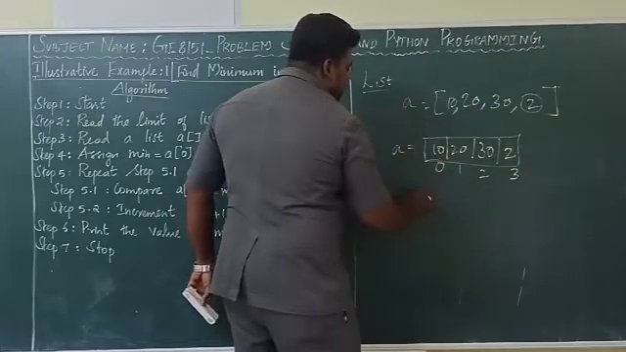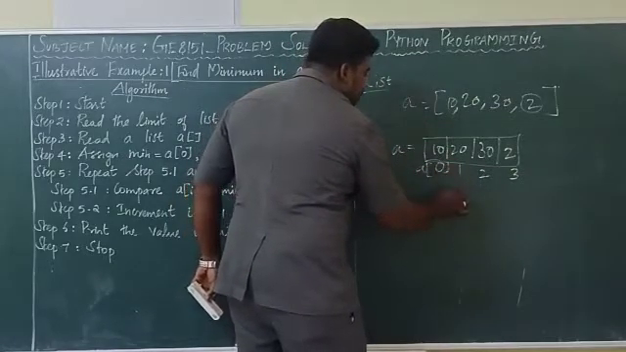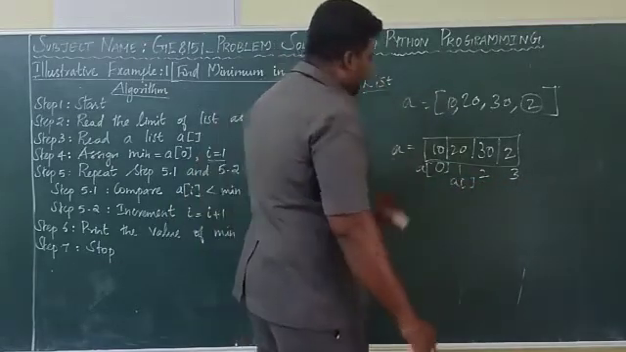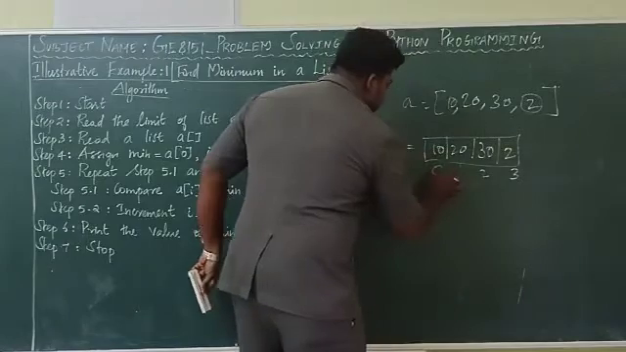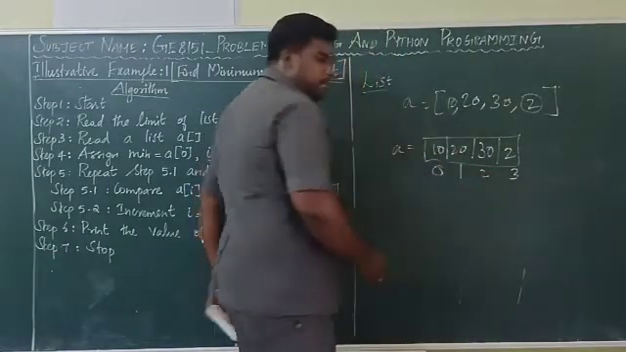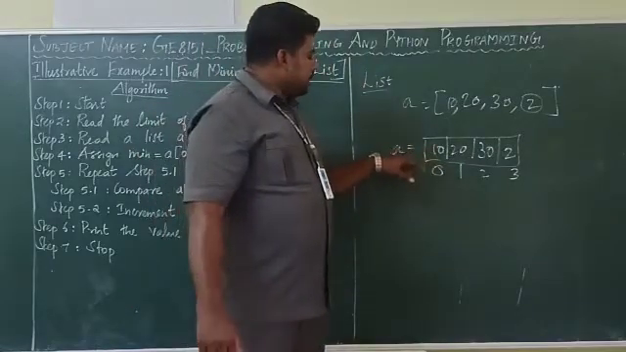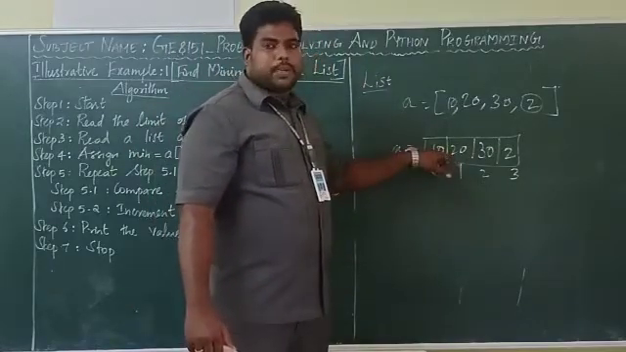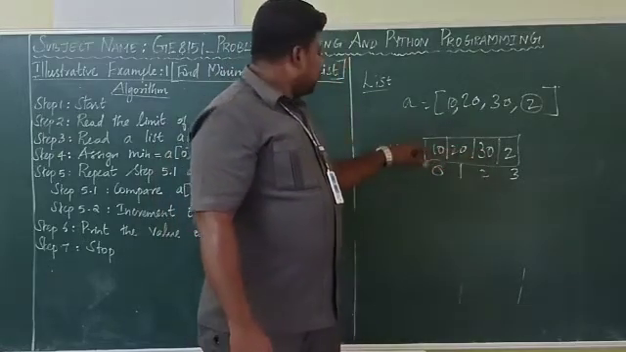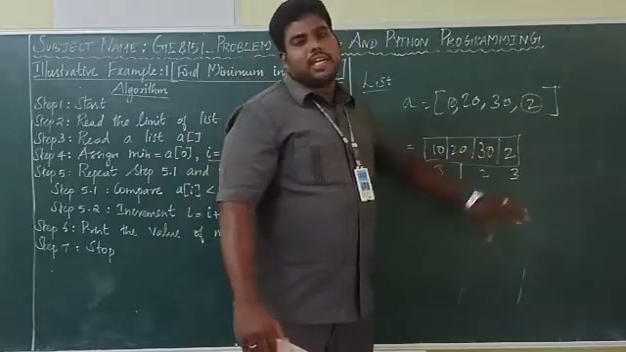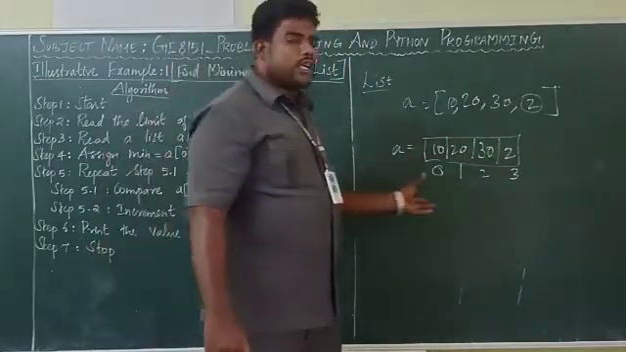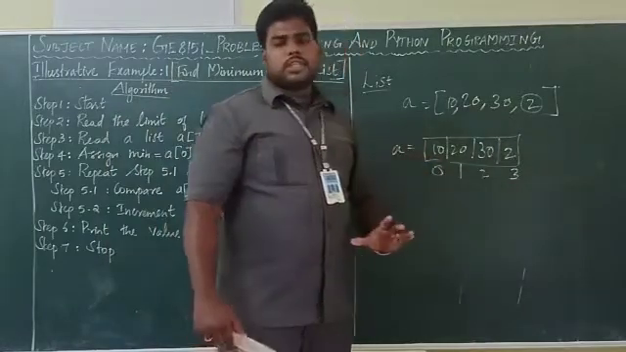If the list is A, this is A of 0, then this is A of 1, A of 2, A of 3. All of you got it? That means inside the list A, at the 0th location 10 is present. Inside the list A, at the first position 20 is present. Inside the list A, at the second position 30 is present. Like that it will be considered. Now we want to find which one is the minimum, right?